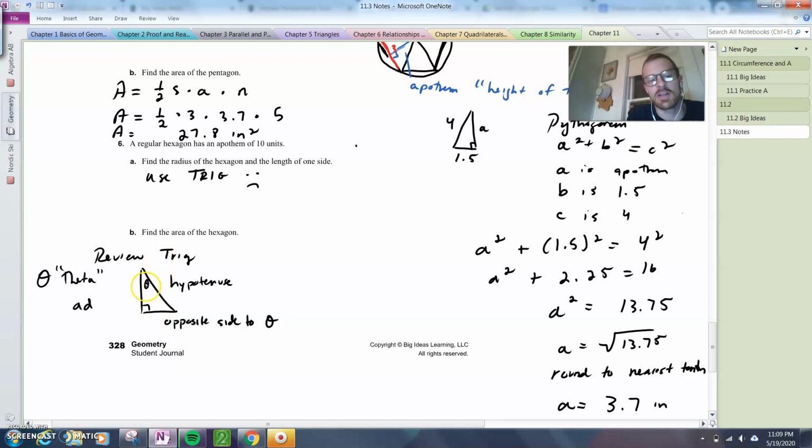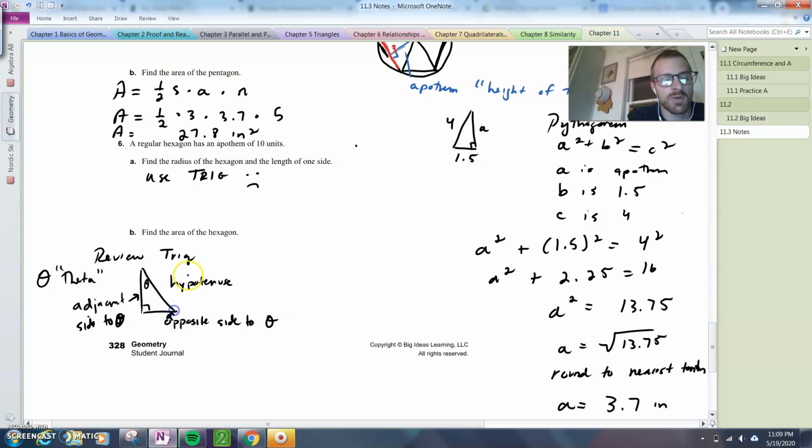let's call this angle theta right here, and then we can start labeling all these sides. Like this was the opposite side to theta. This is the hypotenuse. This side right here is going to be the adjacent side to angle theta.